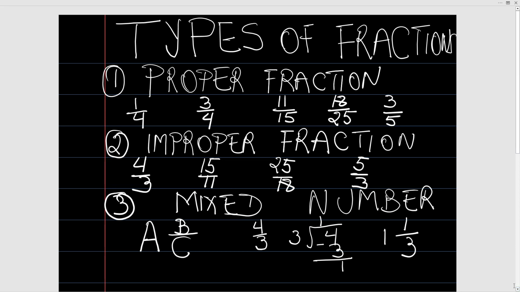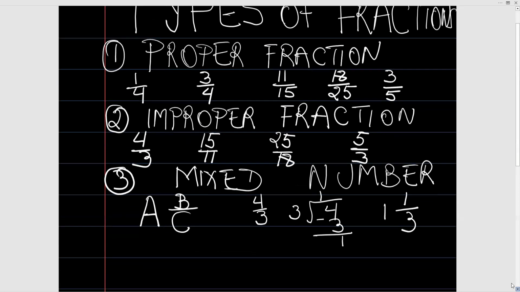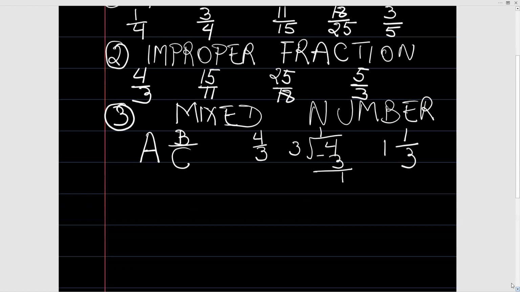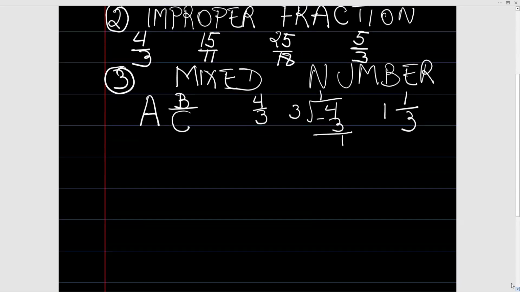So this is how different types of fractions you're supposed to know. We're going to convert 11/2. That is an improper fraction.